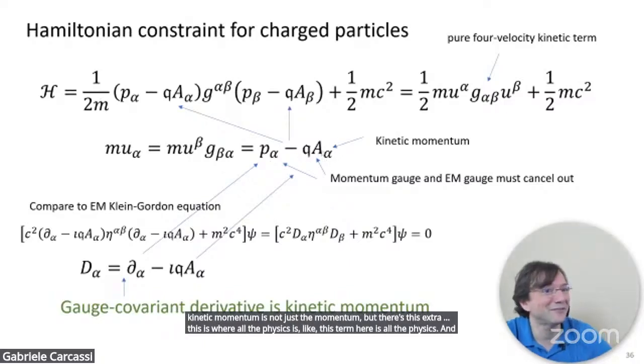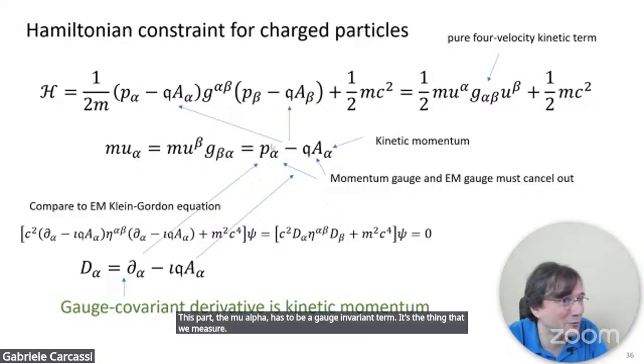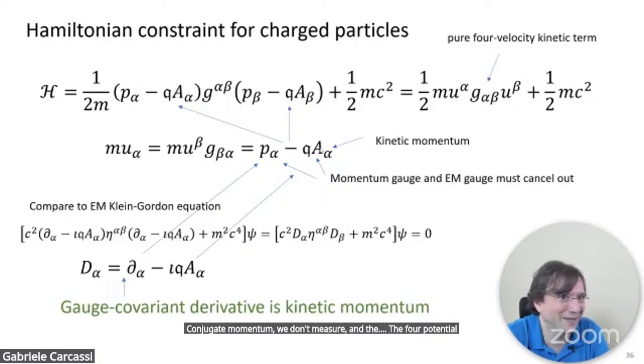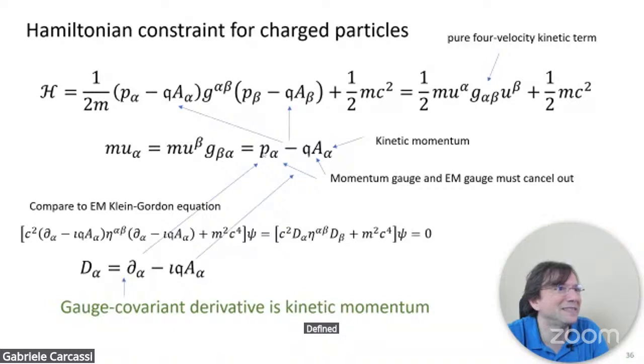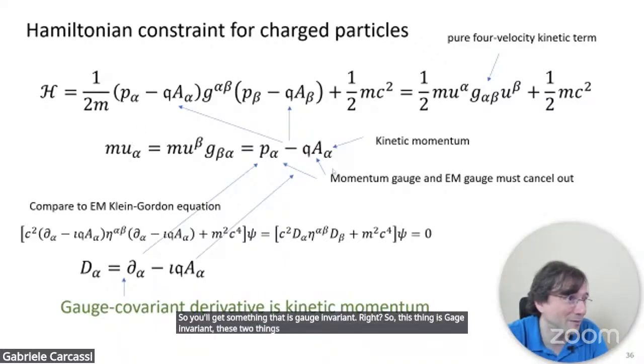And the thing that is interesting, thinking about gauge, is that this part, mu alpha, has to be a gauge invariant term. It's the thing that we measure. Conjugate momentum, we don't measure. And the four-potential is also defined up to a gauge. And so the gauges of these two have to be in such a way that when they subtract, you get something that is gauge invariant, right? So this thing is gauge invariant. These two things are not.